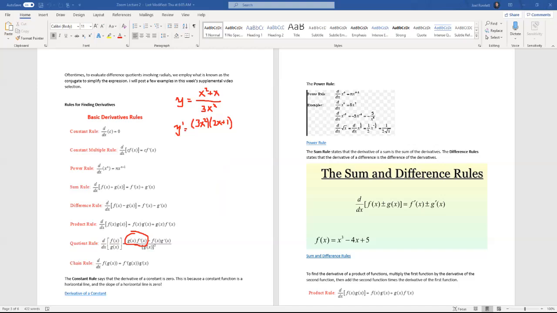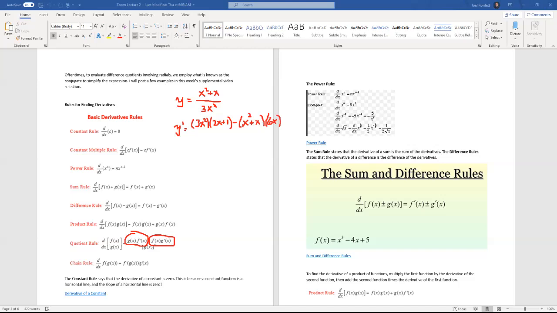Now, we're not finished in the numerator because the formula for the quotient rule says we have to subtract the top function times the derivative of the bottom function. Well, the top function is x squared plus x. We have to multiply that by the derivative of the bottom function. And if you take 3x squared and do the constant multiple rule, that's going to give you 2 times 3, which is 6x to the power of 1. So that's just going to be 6x.